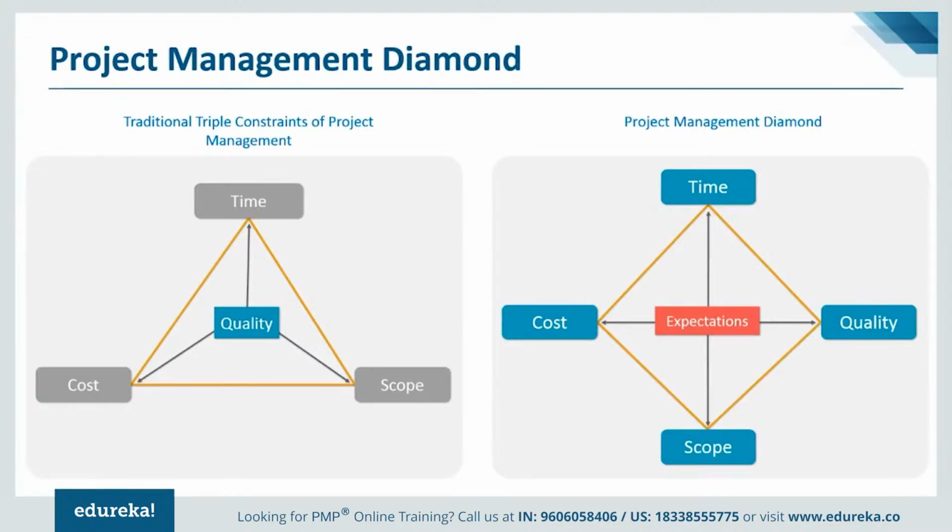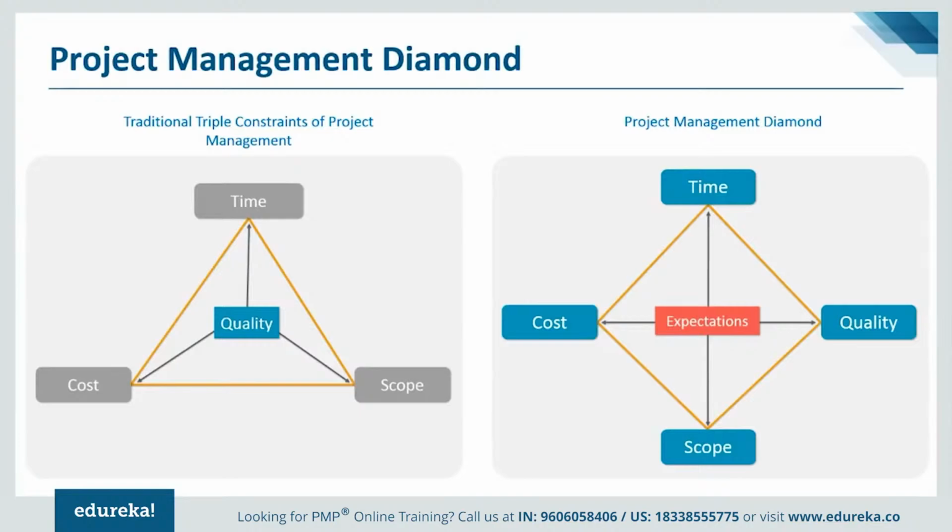So we started with these triple constraints initially, and then we've added one more. Time, scope, and cost were there. We've added quality as well. But if you actually see, there are a few other constraints on the project which we should be aware of, and that's nothing but the expectations. So if you see the project management diamond, we started with triple constraints on a project, and now we talk about the diamond. And I would also prefer to add a few more here.